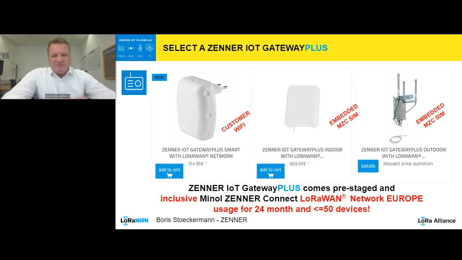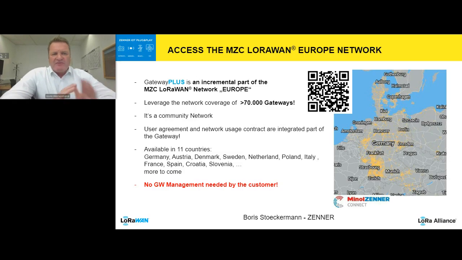But it's also possible to have this connectivity sent by an embedded SIM like we do with our indoor gateway or even with outdoor gateways. So the network that you can leverage here, just to give you a figure of how big this already is, in Europe we already run more than 70,000 of these gateways to have deep indoor coverage using LoRaWAN in more than 11 countries, starting in Germany.